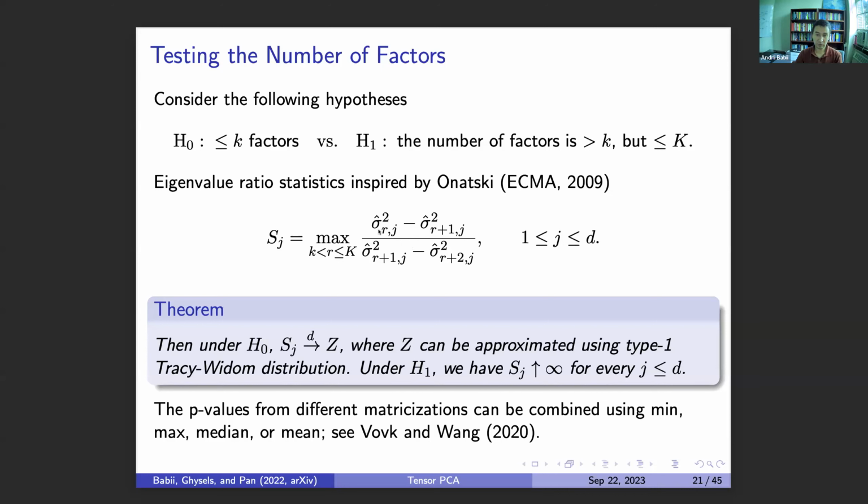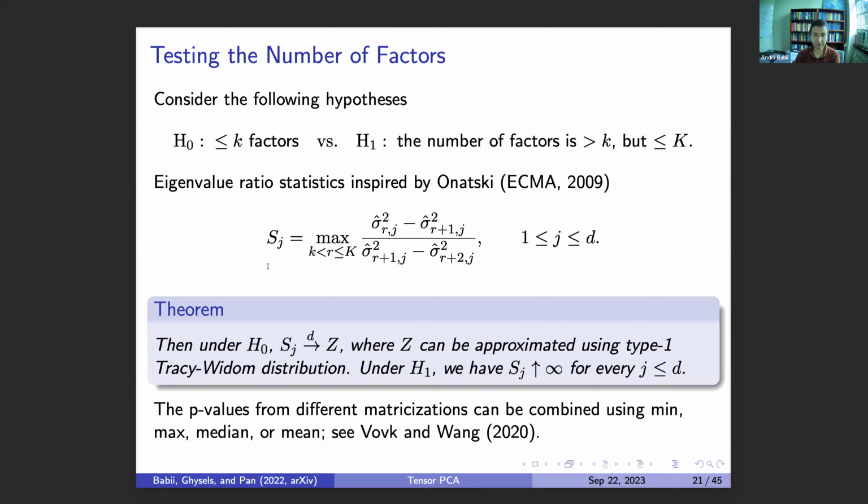The reason why we look at differences and ratios is that typically here we have random matrix asymptotics because all dimensions grow at the same time, and we have some non-standard distributions with unknown scale and location parameters. And so the difference and the ratio allow us to get rid of these unknown location and scale parameters. So we follow this idea. And in our case, we would get d different test statistics, one for each of the matricizations.